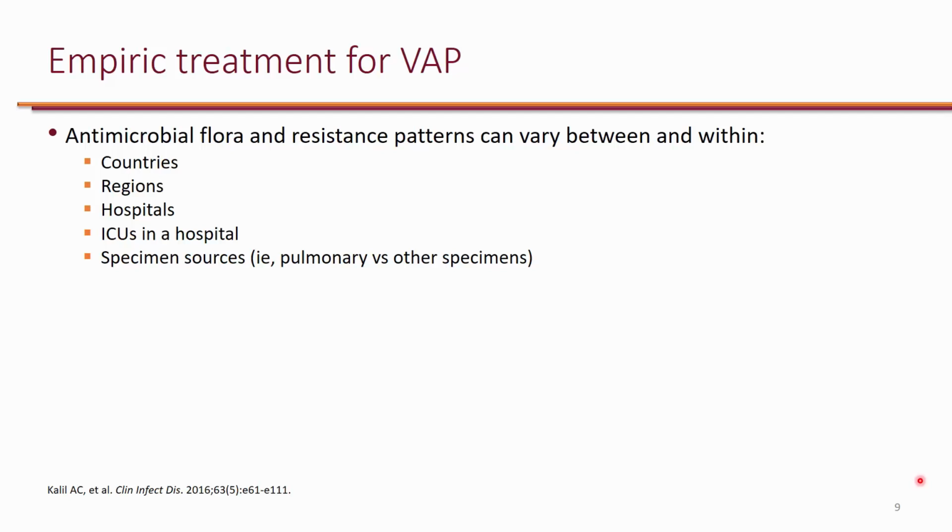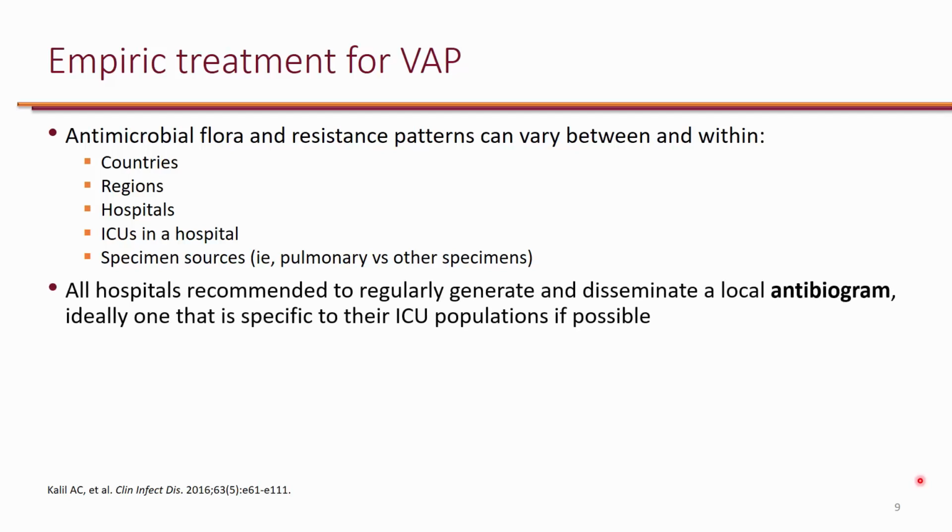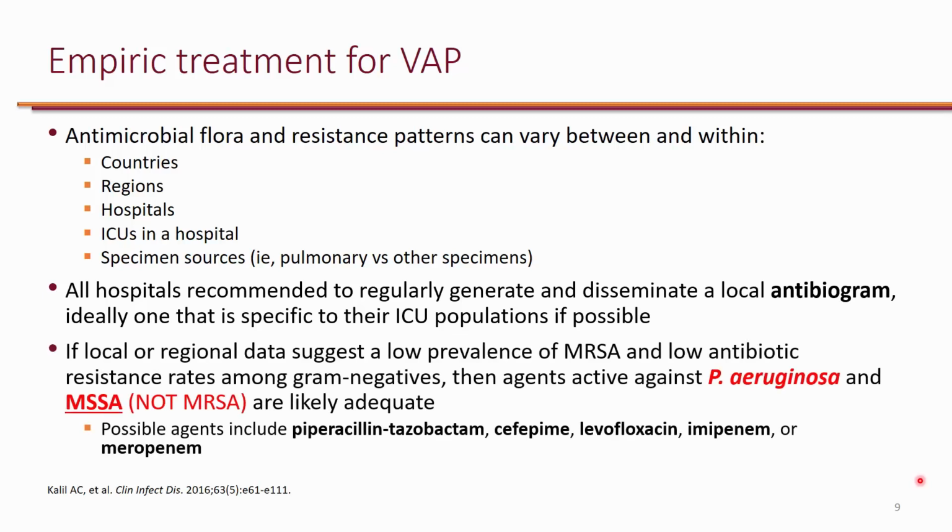And of course, another thing that's important to know is the source of specimen. For example, if we have organisms from the urine versus organisms from the pulmonary specimen, they can have different resistance patterns. And that's why it's recommended that all hospitals regularly generate and disseminate a local antibiogram, ideally one that's specific to their ICU populations if possible. And it's recommended that hospitals do this at least once a year.